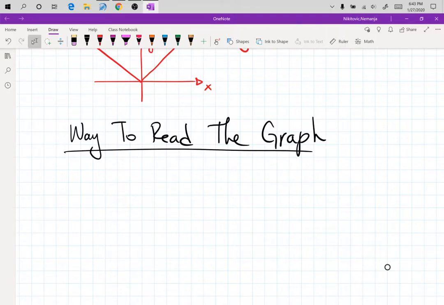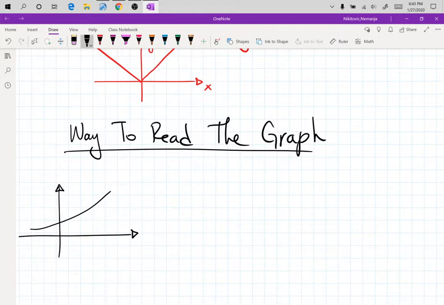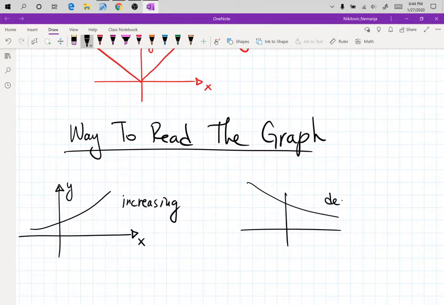For instance, if I look at the graph like this, I don't know what its formula is, but I know that this graph is increasing, because the y values are rising as you are progressing forward in x. A graph like this would be decreasing, because as you are progressing in x to the right, the y values are dropping. They're dropping down towards 0.